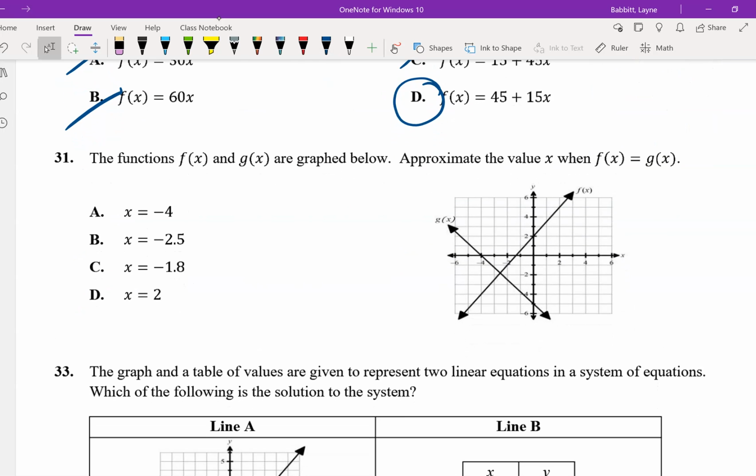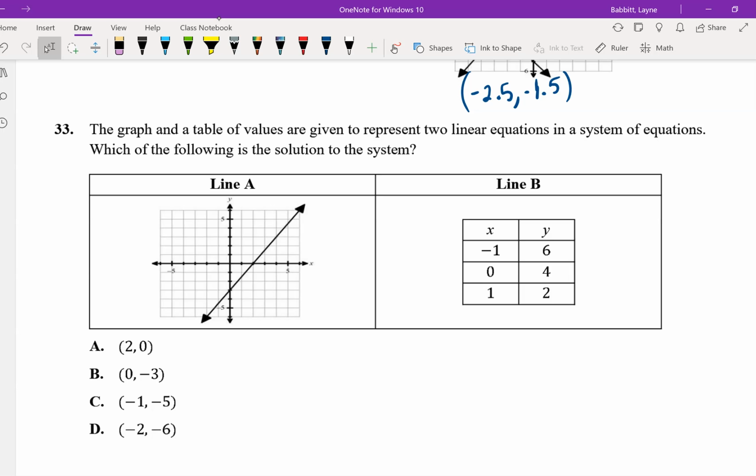Moving on. What is an approximate value for x when they are equal? Okay, when they are equal is when they cross. The solution is where the two lines cross. So I'm going to estimate the x value. Remember, this is the x-axis. I'm estimating that this coordinate point is about negative 2.5, 1.5. So the x is about negative 2.5.